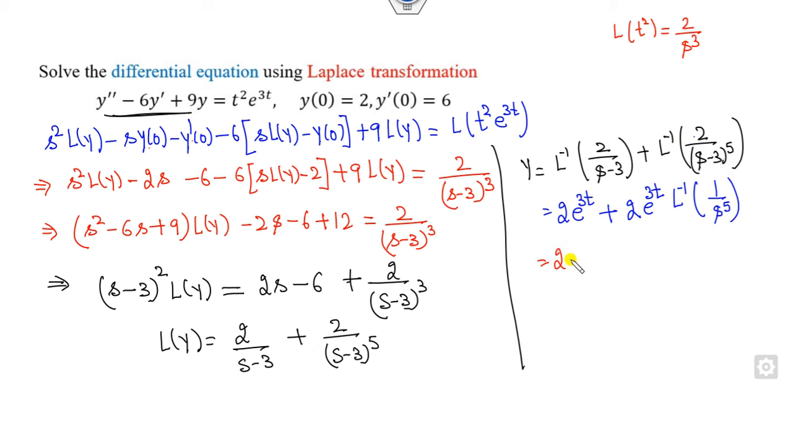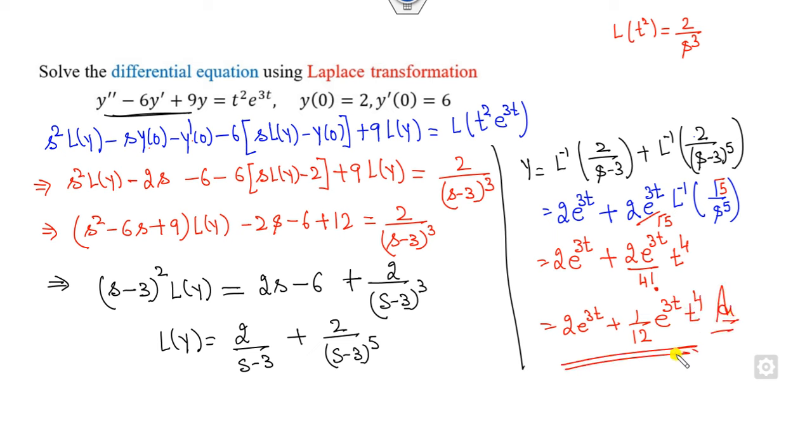How you can solve that? e raised to power 3t plus, how you can do that? I can multiply by 5 gamma divided by 5 gamma. Gamma of 5 will be my 4 factorial. This is my t raised to power 4. So the right answer is e raised to power this. 4 factorial is 24, so 1 over 12 e raised to power 3t t raised to power 4 is the right answer of this problem. And you can see also y of 0 will be 2, y dash 0 will be 6 is the right answer of the problem.